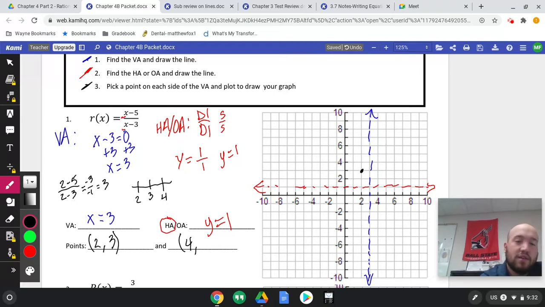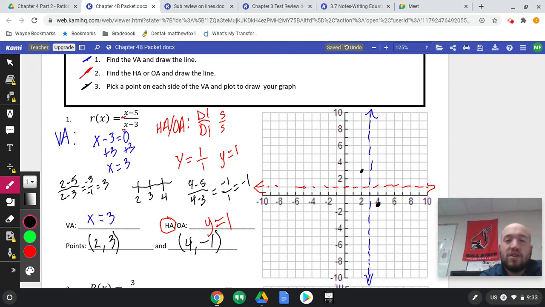Okay, and then the other one, we plug in the 4, so it would be 4 minus 5 all over 4 minus 3. 4 minus 5 would be negative 1. 4 minus 3 is just 1, so we get negative 1 as our answer. So 4, negative 1 is our next point. So we go over 4, down 1, put a dot.